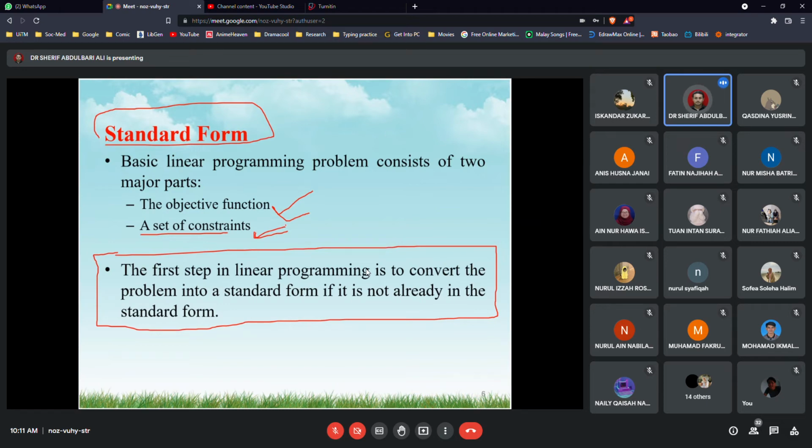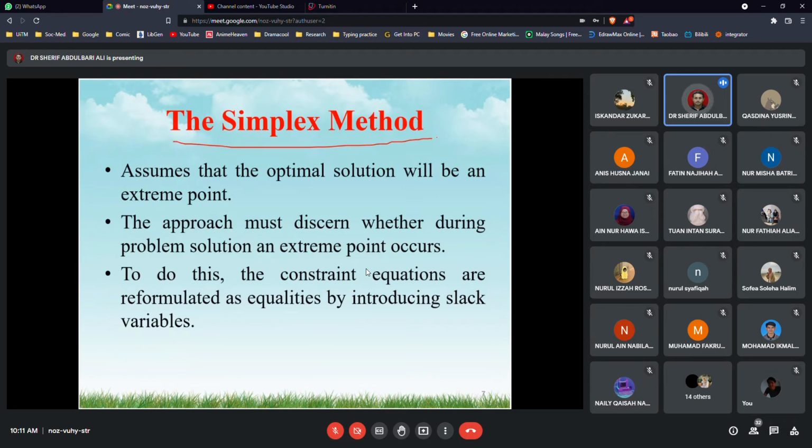So you can get used to this. This is the method we are going to use. In this method, it's assumed that the optimal solution will be an extreme point. That means the solution you're going to find, the extreme point, is going to give you the maximum or minimum of the objective function.